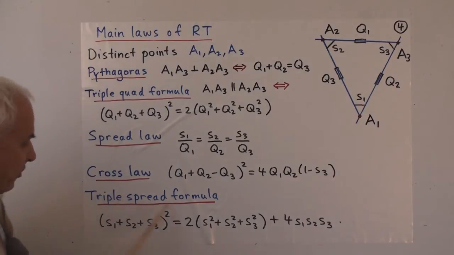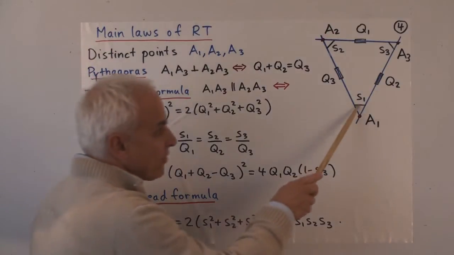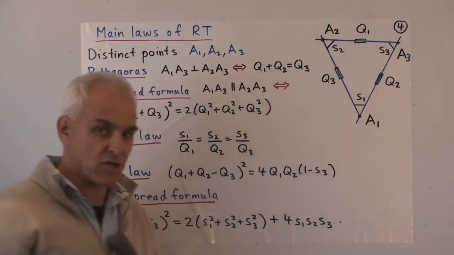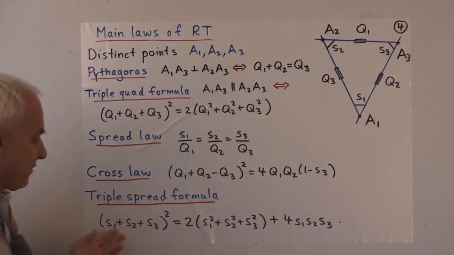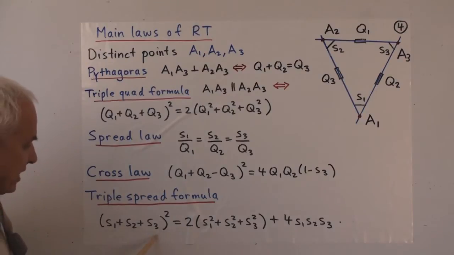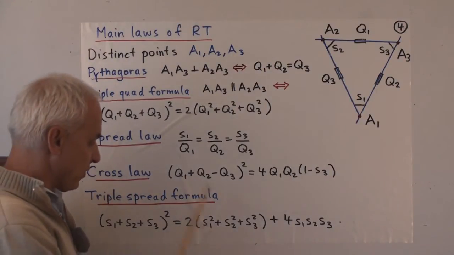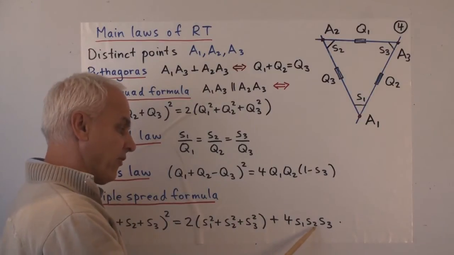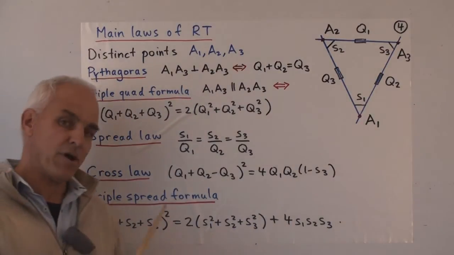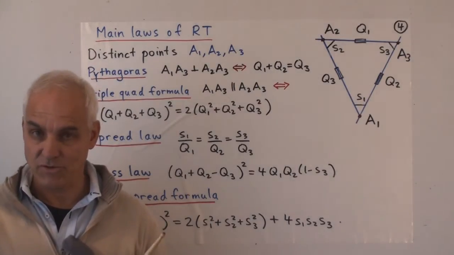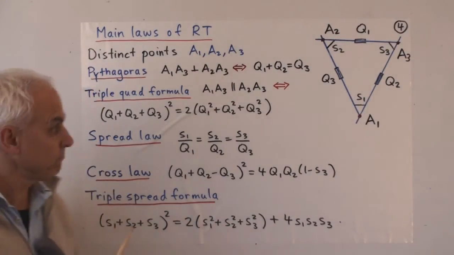And finally, the triple spread formula, which gives a relationship between these three spreads, S1, S2, and S3. They're not just random. They have to satisfy this relation. (S1 plus S2 plus S3) squared equals 2 times (S1 squared plus S2 squared plus S3 squared) plus 4 times S1, S2, S3. Okay, so those are the five most important formulas in geometry from my point of view.